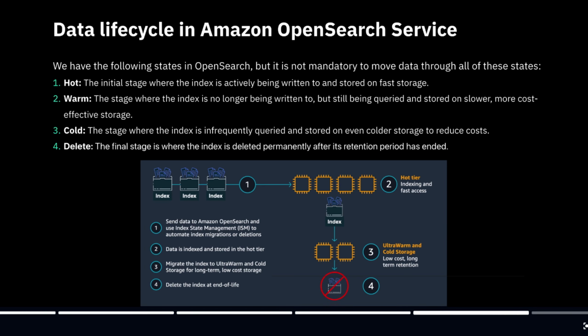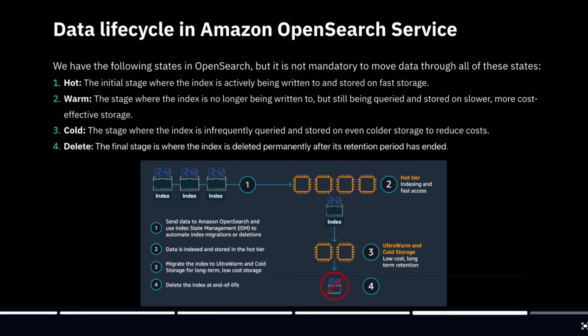Moving forward, what is the data lifecycle of OpenSearch? We have the following states in AWS OpenSearch, but it is not mandatory that the data goes through all of these states. You can consider these states as different data clusters. In the hot state, the data is being actively written and is stored on very fast and efficient storage. Once the cluster is full, for instance with a cluster size of 40 GB, once the 40 GB is full in that cluster, it will move to a warm state.